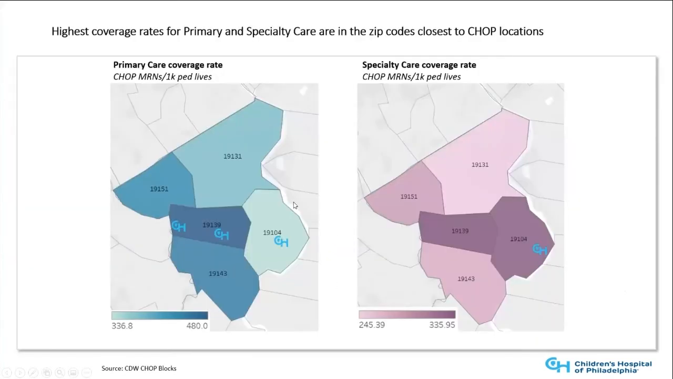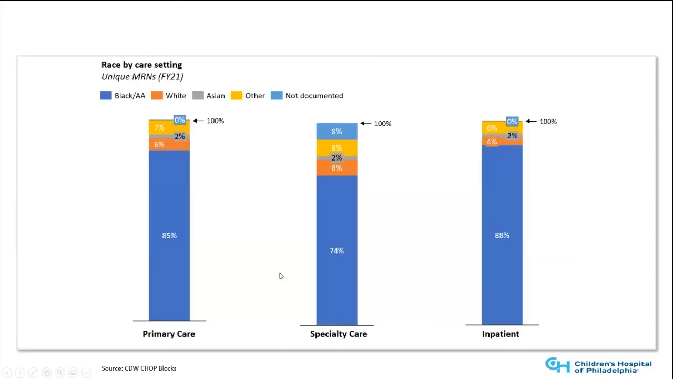Now, when we started to look at our own patient population at CHOP, we wanted to really understand who is coming to utilize our services. And so this area, which is all West Philadelphia, has the highest rate of use of our services in primary care as well as specialty care. And if you look at primary care, specialty care, and inpatient setting, you can see 85% in the primary care setting are African American, 74% in specialty care, and 88% in inpatient care.